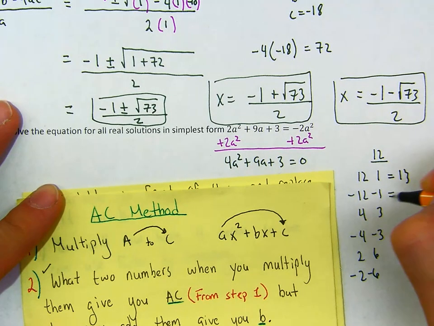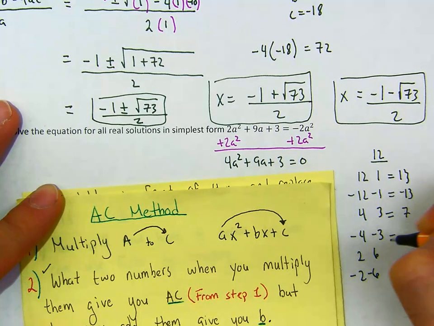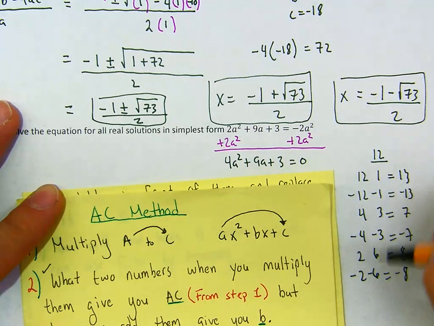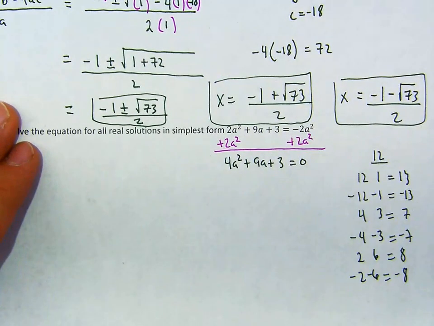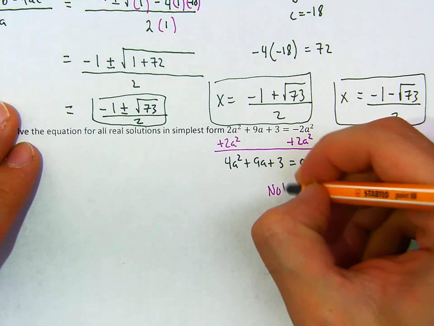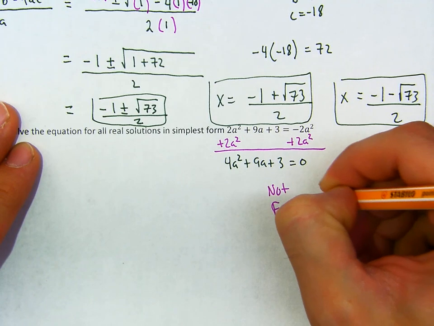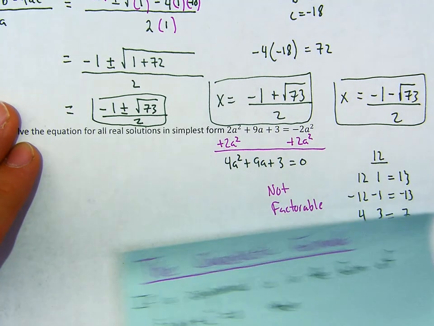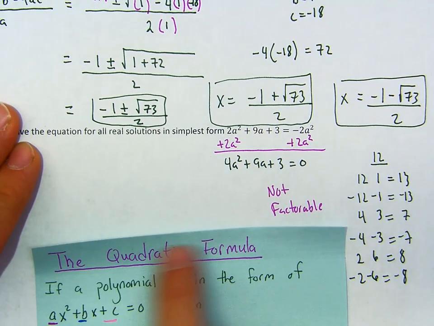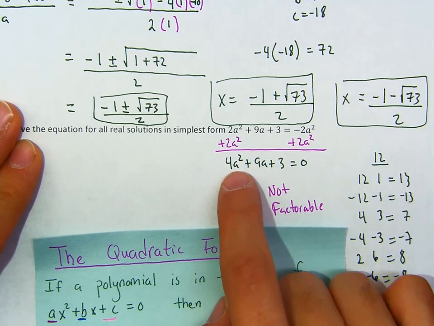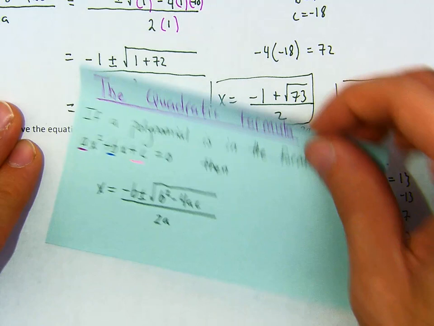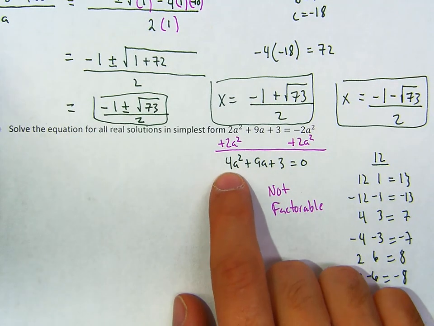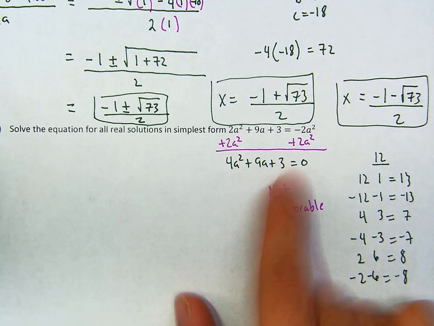Notice that the sums are 13, negative 13, 7, negative 7, 8, and negative 8. None of these combinations give you 9. So this polynomial is not factorable using the AC method. But it doesn't matter, because if we have a degree 2 polynomial equal to 0, we can use the quadratic formula to find the values of a that, when we plug them in, give us 0.